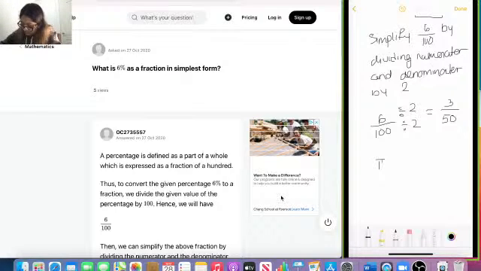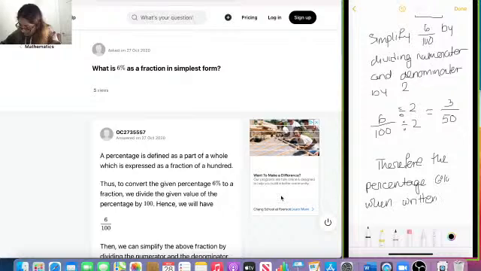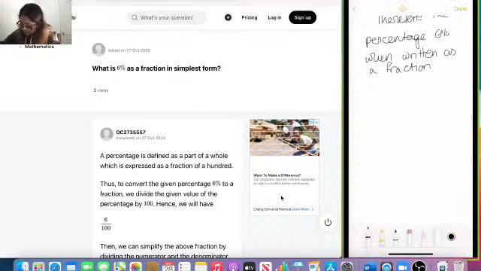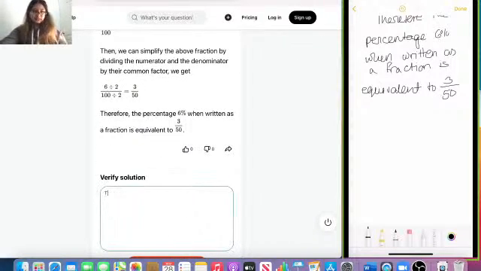And so you can say that therefore the percentage when written as a fraction is equivalent to basically 3/50. Okay. And so this is the answer.